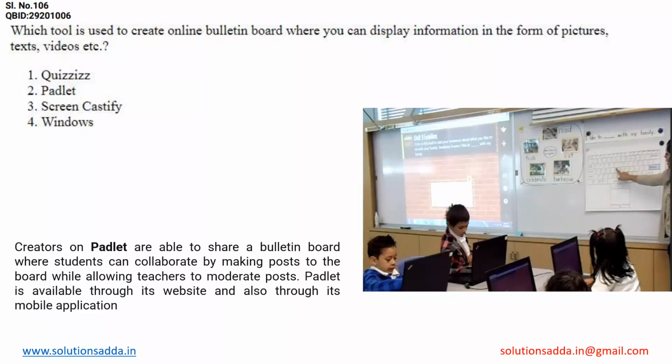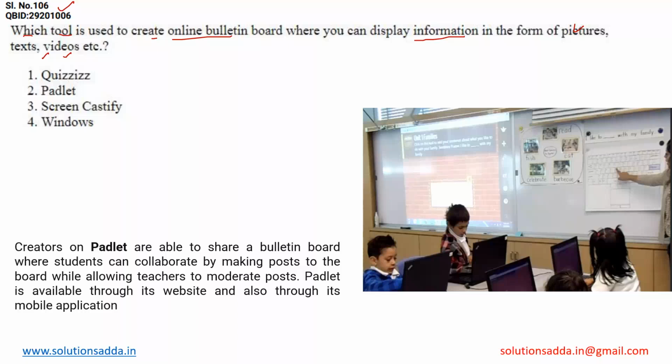Hello everyone, this is question number 6, and this question belongs to teaching methodology. This question asks which tool is used to create an online bulletin board where you can display information in the form of pictures, text, videos, etc.